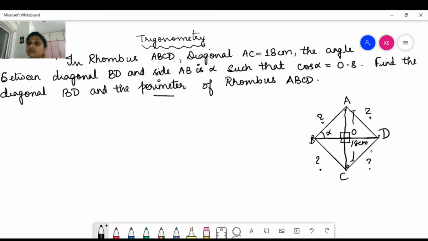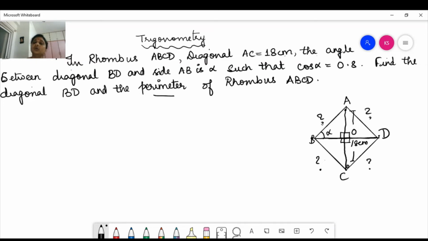What is a rhombus? A rhombus is a quadrilateral, meaning a four-sided figure. Four-sided figures are called quadrilaterals. A rhombus is a four-sided figure wherein all four sides are equal in measure. So if we know the measure of one side, that is enough. We will be able to know the measure of the other sides also, right?